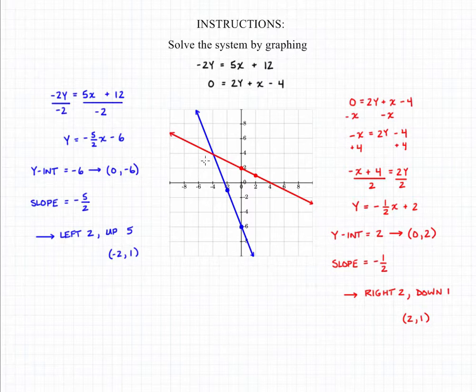Now the place where these two lines intersect, that point is the solution to our system of equations. So in this case, that point is -4, +4. And that means our solution is going to be x is equal to -4, y is equal to +4.